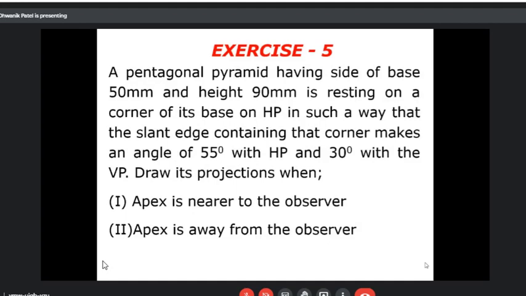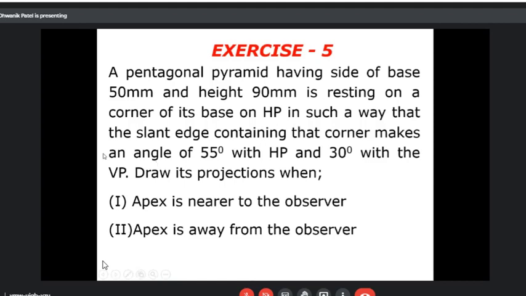A pentagonal pyramid. So the first solid given is a pentagonal pyramid. Pentagonal pyramid means the base is pentagon shaped and every corner point of the pentagon is connected with the apex point. The pentagonal pyramid has base side 50 mm, so the edge of the base is given as 50 mm. The height of the pentagonal pyramid is given as 90 mm. It is resting on a corner of its base on the HP plane. So your pentagonal pyramid is resting on the HP plane on one of its corners. So this is your first sentence.